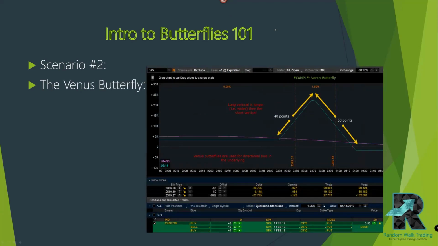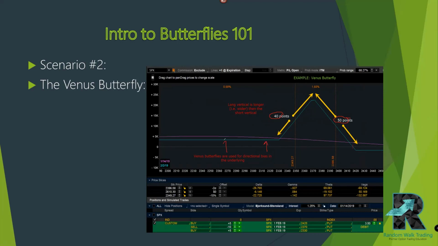And next up is what we call a Venus butterfly. And a Venus butterfly is something that I came up with some years back. And a Venus butterfly, you still have the 50 points on your long spread, but on the short spread, instead of being broken wing, which is going to be longer, the Venus fly is going to be shorter. So this is 40 points. So what that allows us to do is to basically raise this part of our risk graph up.